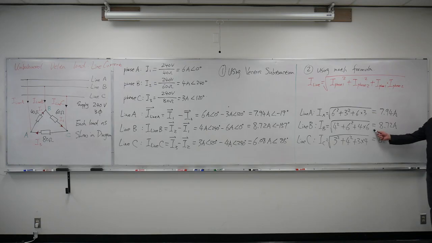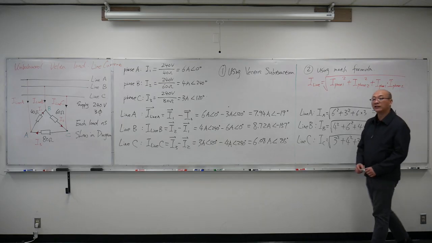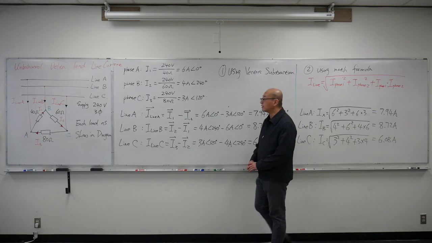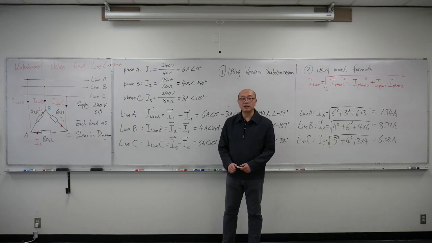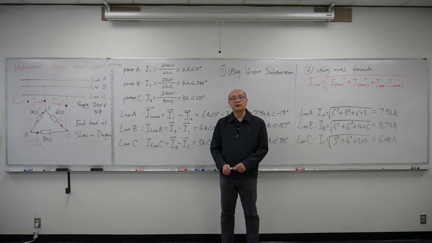So I did the same thing for line B and line C. These are two different ways we can calculate the line current in an unbalanced delta system. If you have any questions, you can send us an email or contact us online.